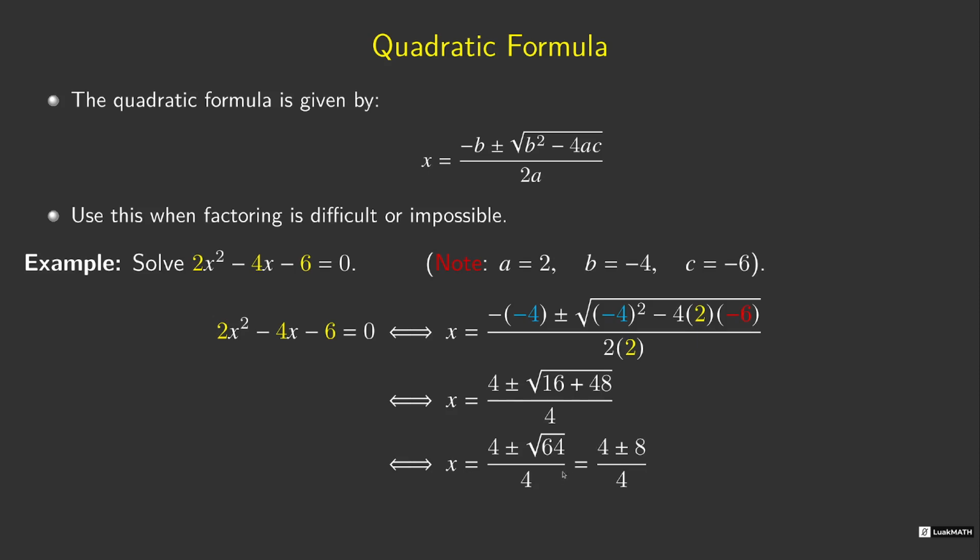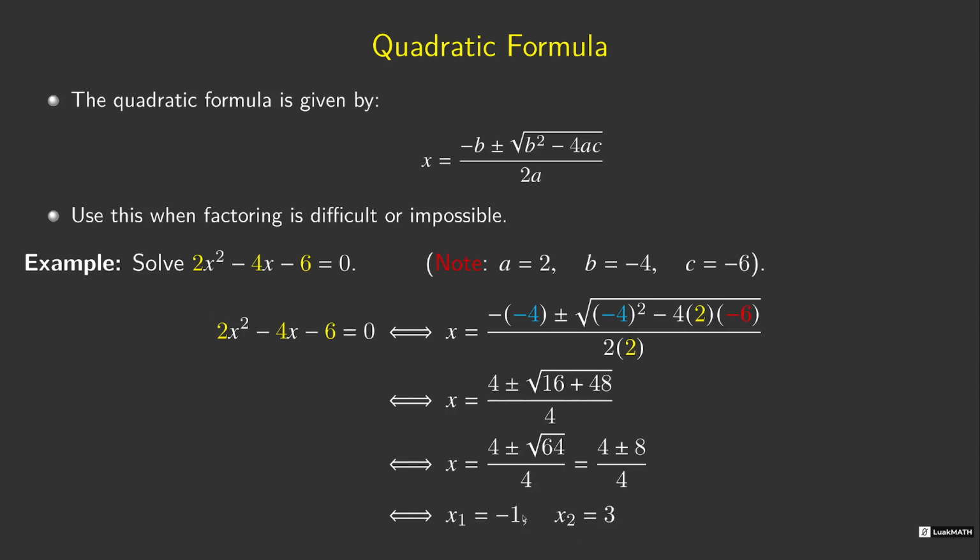Okay. Now when you add this up, 16 plus 48, you get 64. So basically you have 4 plus or minus the square root of 64 divided by 4, which is equal to 4 plus or minus 8 over 4, because the square root of 64 is 8. Okay, and then when you solve for x, you get x1 equals minus 1, x2 equals 3.